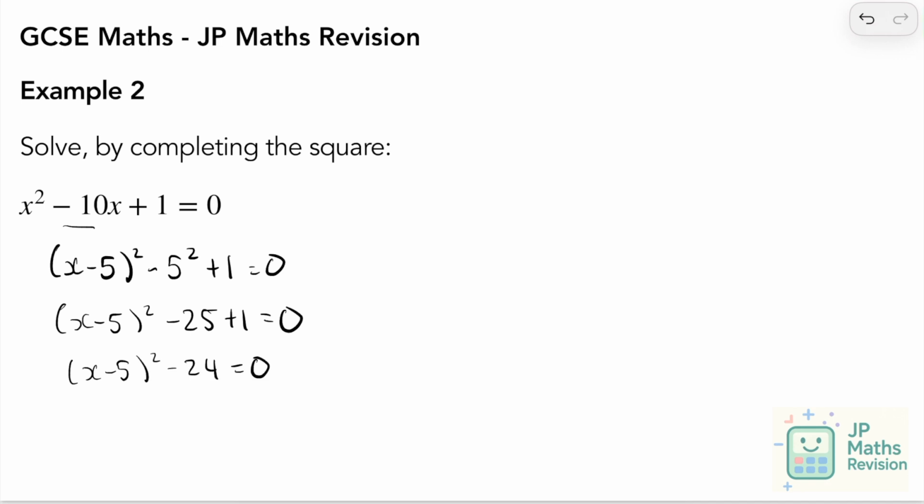Again, the things in the way of x being by itself are this minus 24, the squared, and the minus 5. So the opposite of subtracting 24 is adding 24.